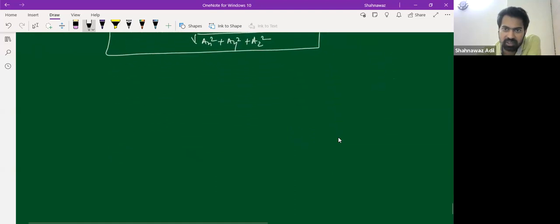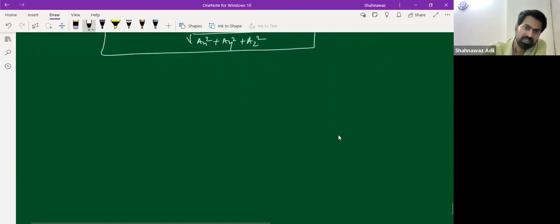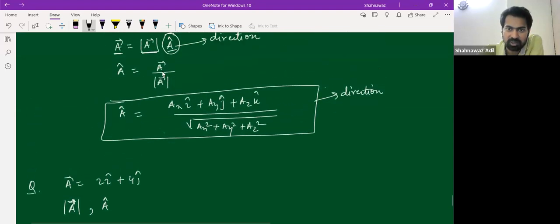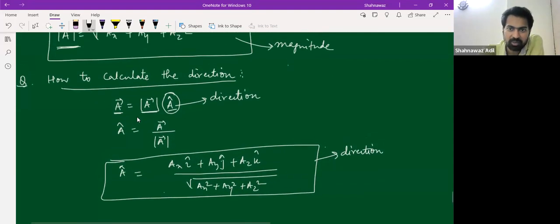Let's say I have a vector which is 2i plus 4j. Then I'm asking what would be the magnitude of this vector? What is the magnitude and what is the direction? Nabila, you tell me the answer, because Akib already knew the answer.